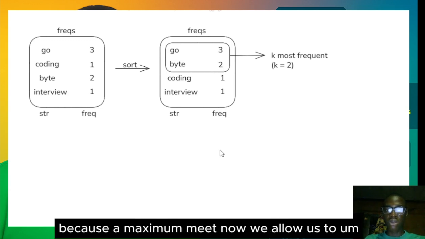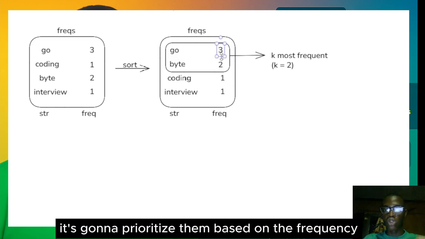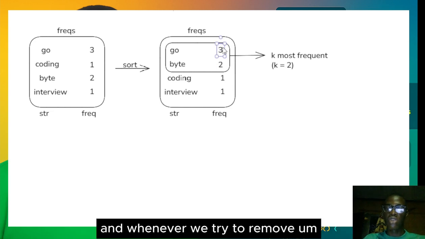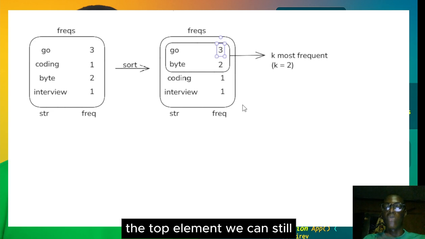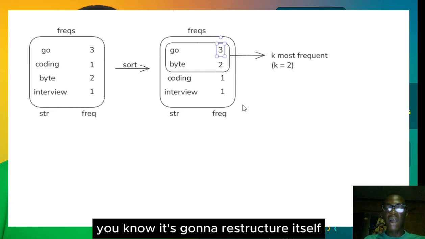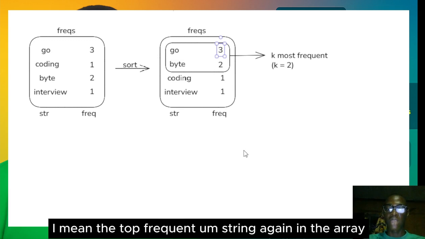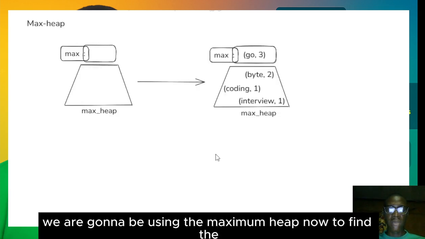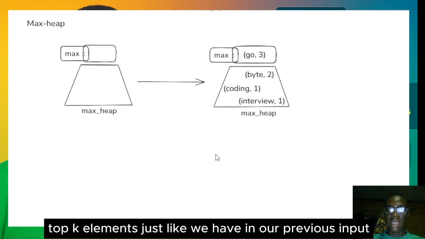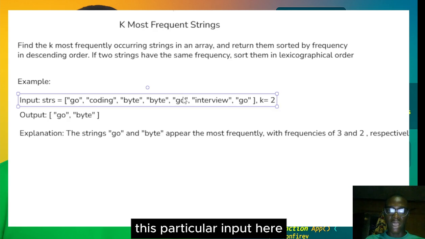because a maximum heap will prioritize them based on the frequency, and whenever we remove the top element, it's gonna restructure itself, and you can still have access to the next top frequent string in the array. So we are gonna be using a maximum heap to find the top k elements, just like we have in our previous input, this particular input here.